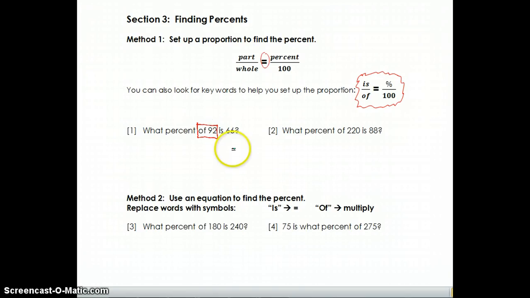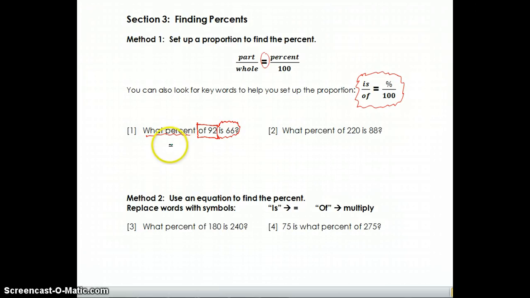So if it's of 92, equal to something, I'm going to put a box around it. I'm going to do the same thing. Is 66. Notice I always wrote the keyword and then what was after it. So it's of 92, is 66. Now, we don't know what percent it is. That's what we're going to be trying to find.